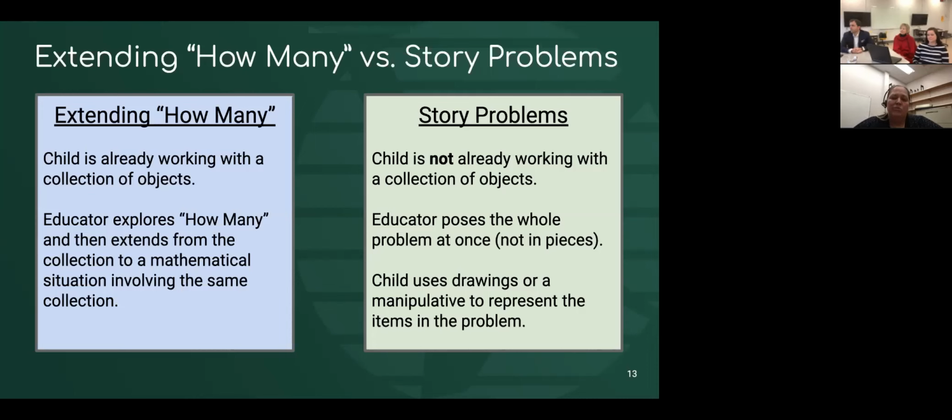And then the child would use drawings or a type of manipulative to represent the items in the problem. And in the true form of story problems, those items would not be the same ones that would actually be listed in the problem. So they might use cubes to represent stickers, or they might use a drawing to represent a person or something like that.